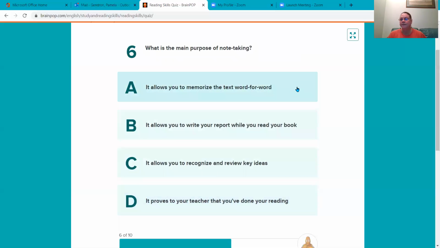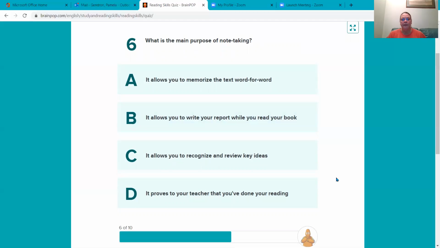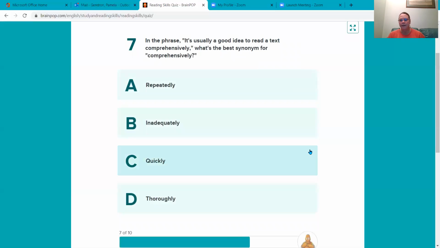Well, A isn't correct, because when you take notes, you make them short and you summarize and you don't write down word for word, usually. B, it might help you to write a report looking at your notes, but not while you're reading the book. First, you take the notes. Then you can use your notes to write a report. And I don't think it's going to prove to your teacher that you've done your reading. That's not good enough evidence. So C, it allows you to recognize.